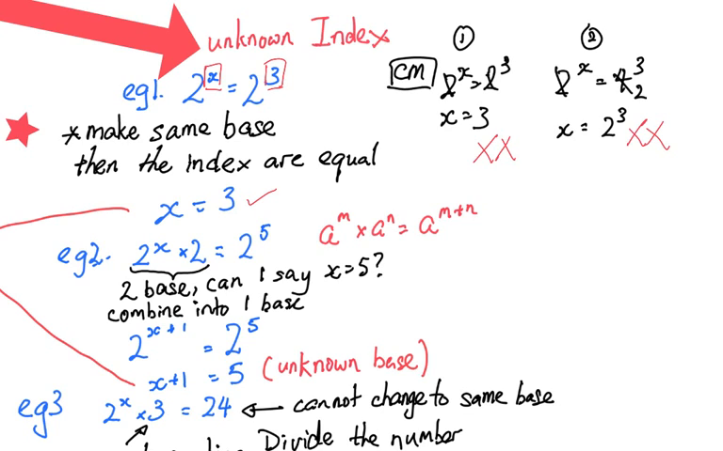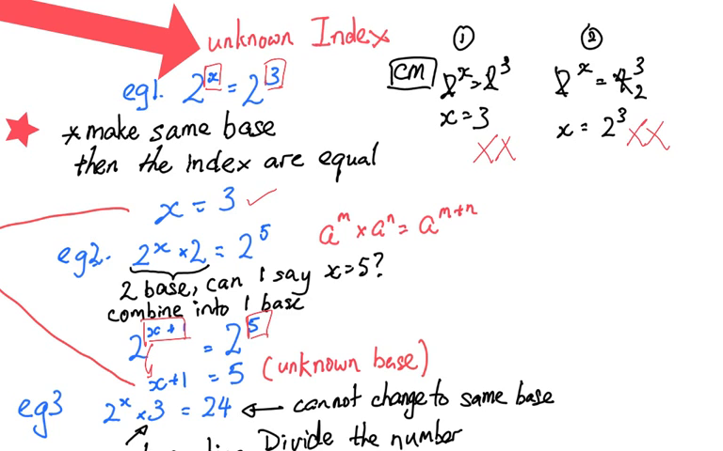Okay, now that we learned these two common mistakes, we go on to the second example, where I have actually 2^x times 2. So in this case, can I say x is equals to 5? Not really, because I have an extra 2 here. So when I have 2 bases, I can actually combine them into one base using this law. So we say that since now 2 to the power of this is 2 to the power of this, we say that the x plus 1 must be equal to 5 as the next step.